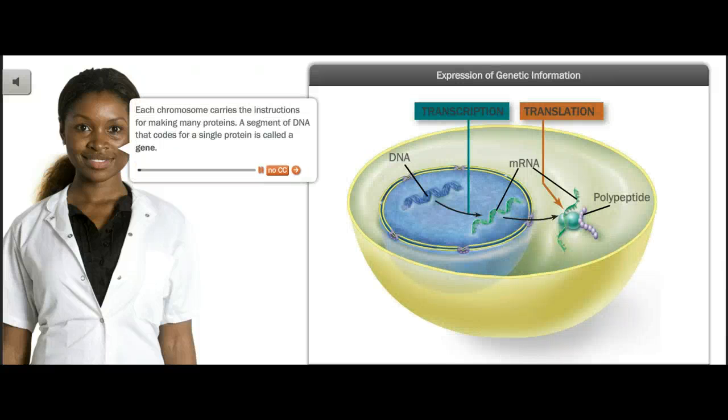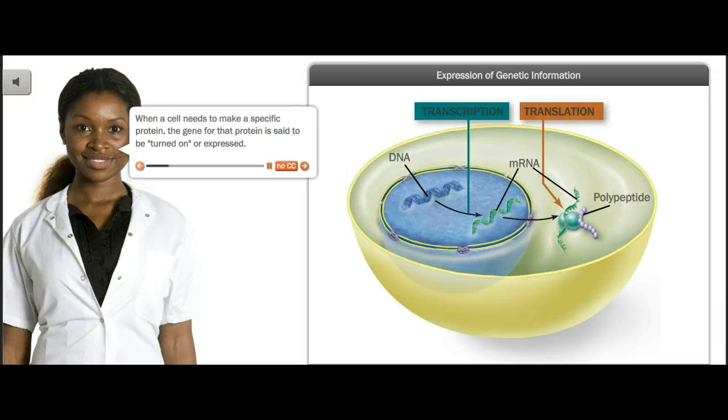Each chromosome carries the instructions for making many proteins. A segment of DNA that codes for a single protein is called a gene. When a cell needs to make a specific protein, the gene for that protein is said to be turned on or expressed.